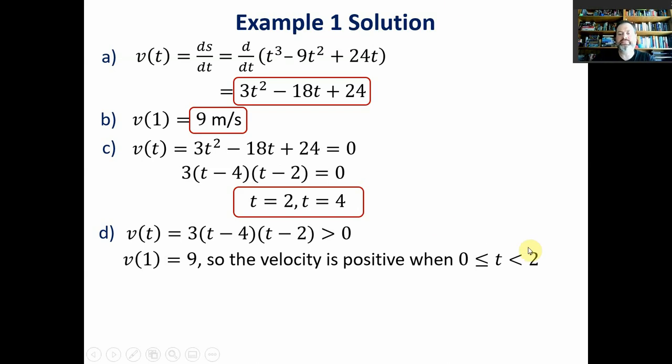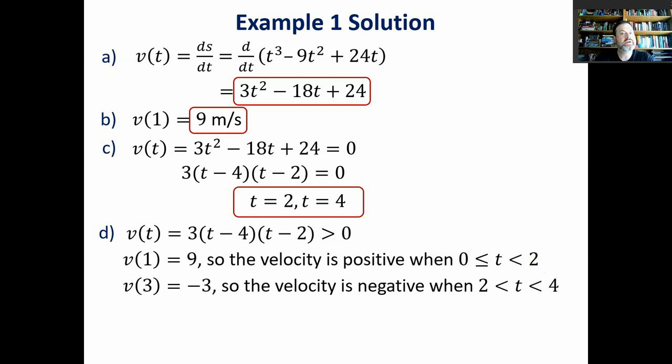One quick thing to point out, this is a less than or equal to, because if you plug in 0 into the velocity function here, you get 24. So it's moving positive at time 0 as well. So it's positive at time 0, positive at time 1, and then 0 at time 2. So that entire interval, but we don't include the endpoint here because it has stopped moving at time 2. Right, and it begins to move backwards.